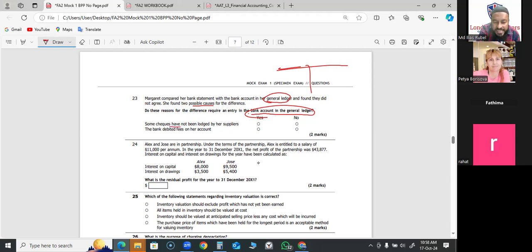So some checks have not been lodged by the supplier. That's none of your concern. You have given the check or received the check, not shown in the bank statement. So this is not going to be your answer. Does not require an entry. Bank debited fees on her account. Yeah, that's what you need to update on your cash book. This is the answer. Updating the cash book.